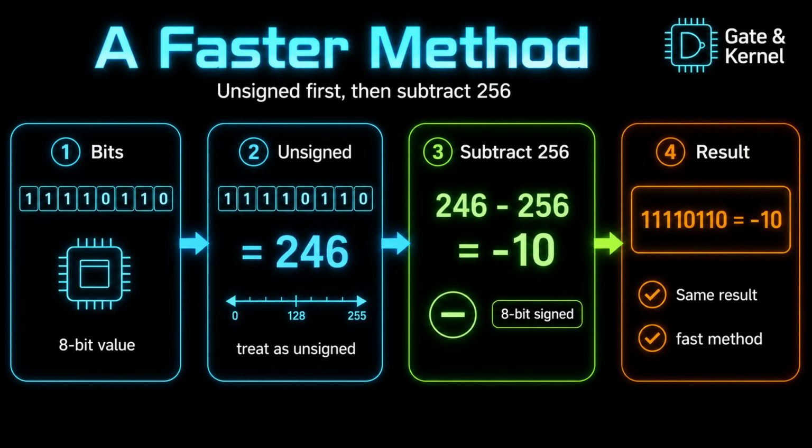Chapter 12. A faster method. We can read the same value another way. Treat 11110110 as unsigned first. Its unsigned value is 246. Because this is an 8-bit signed value, subtract 256. 246 minus 256 equals -10. So the pattern represents -10. Both methods give the same answer. Use whichever method is easier for the situation.